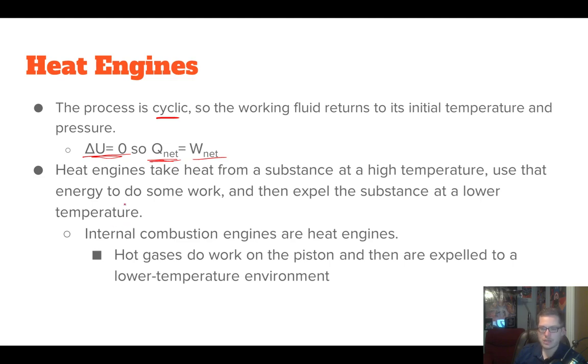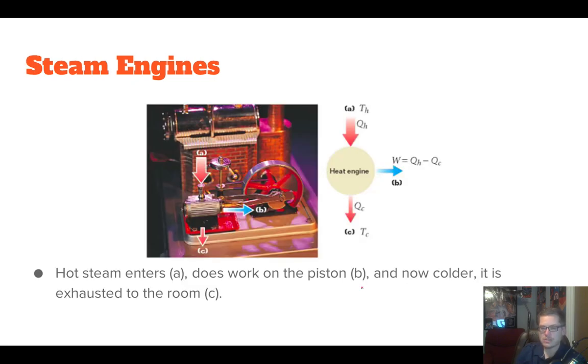Essentially, heat engines take heat from a substance at a high temperature and use that energy to do some sort of work, then exhaust heat at a lower temperature. Internal combustion, that 4-stroke cycle engine that we looked at at the beginning, that was a heat engine, right? It used heat to do work. Hot gases do work on the piston and they're expelled at a lower temperature. In class, I probably showed you either a Stirling engine or something similar to it, where we used a heat source in order to make the wheel turn and the piston move up and down, and that was just a heat engine. Steam engines are really just heat engines. You've seen steam engines with cars or with locomotives.